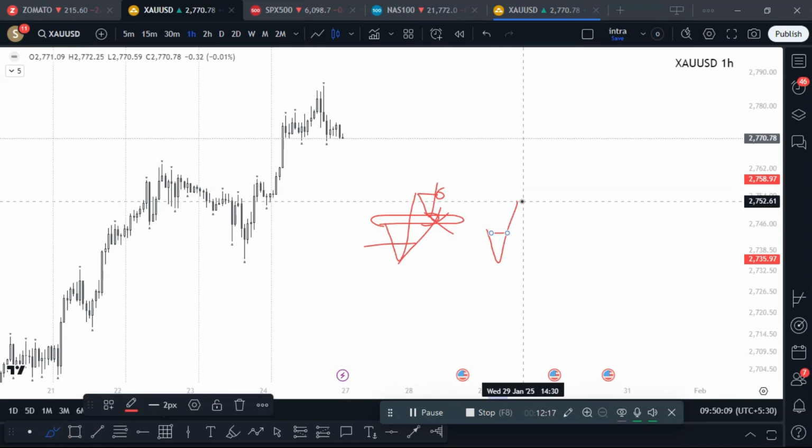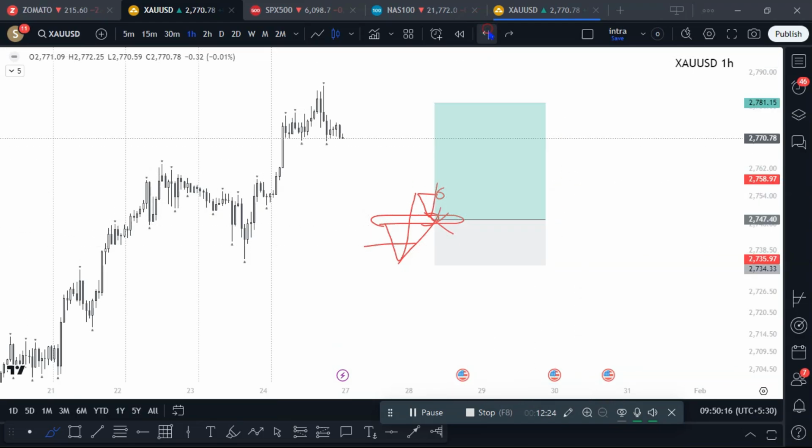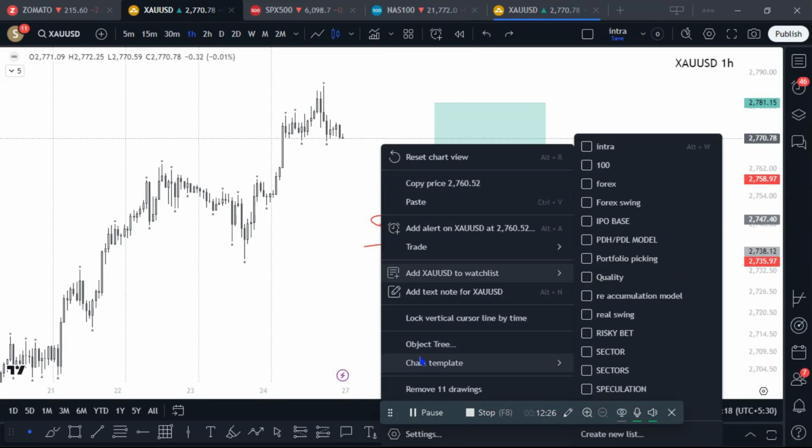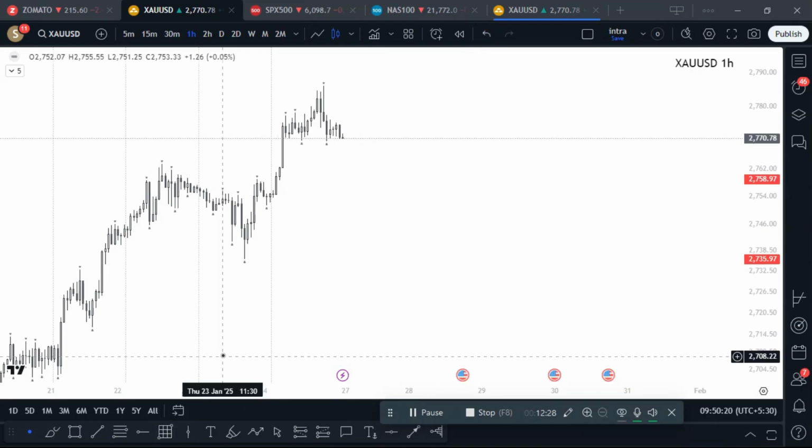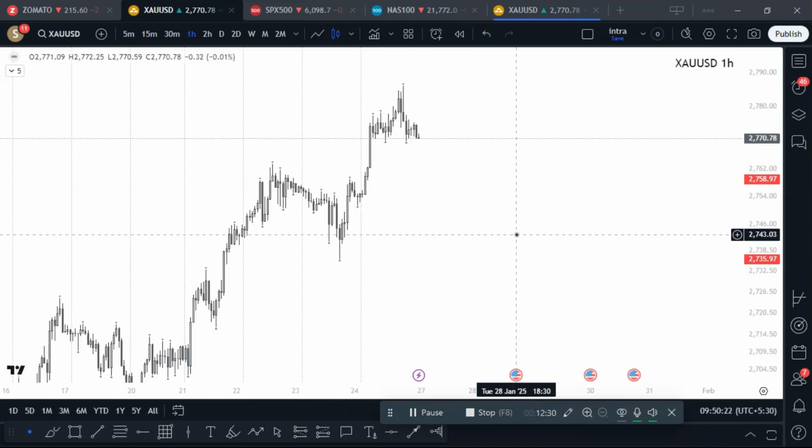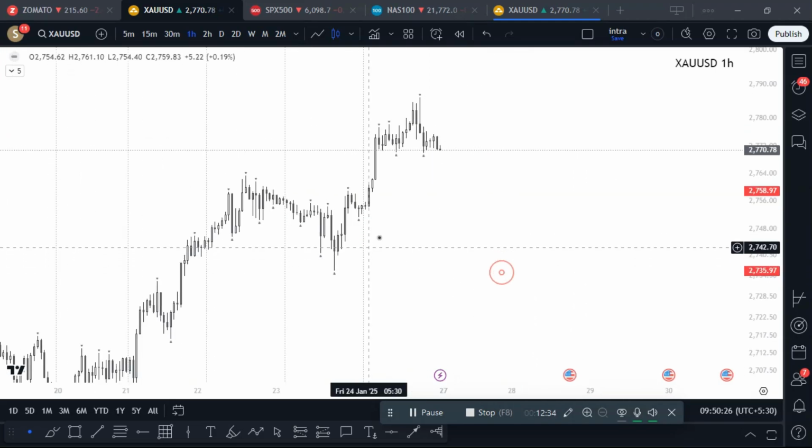Liquidity grab, displacement, double shift, boom, entry below this level, TP. That's why you won't get these types of setups every day. You will get on average 1 to 2 trades per week, but these are really high probability trades, and you will actually see some progress in your trading account.